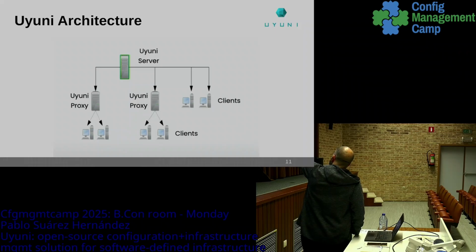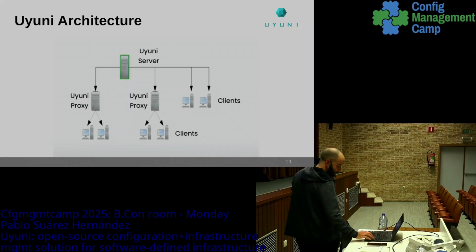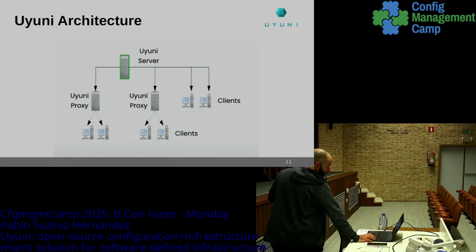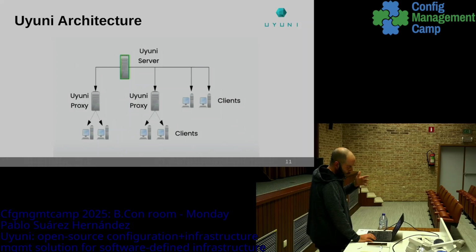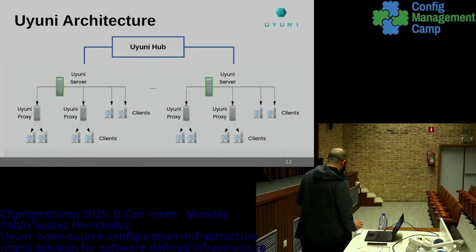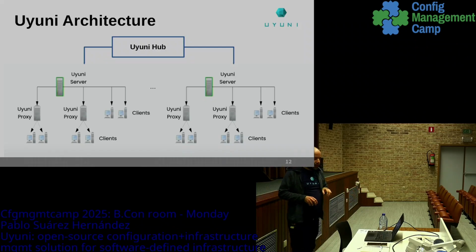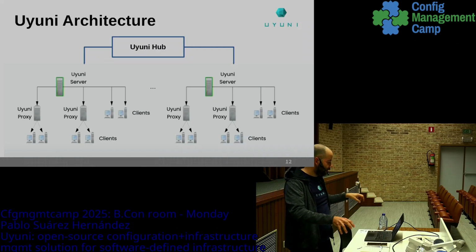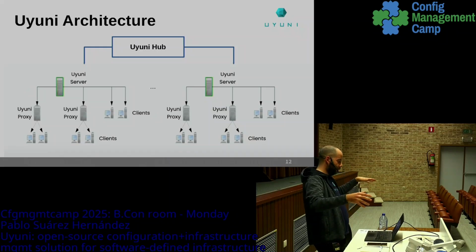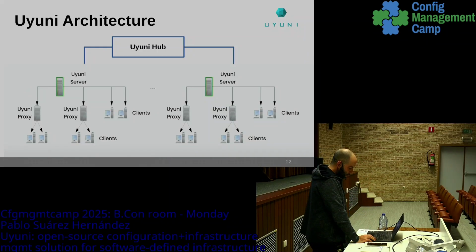You can connect clients directly, or you can use proxies and connect clients to the proxies. This scales quite well. So with a single Uyuni server, you can manage a few thousand servers. If you need more, then you can use the hub. The hub is basically another Uyuni server that you put on top of those, and it's aggregating all the data from the peripheral Uyuni servers, and you will have this overall view from the top. So with this architecture, we are able to scale quite a lot.